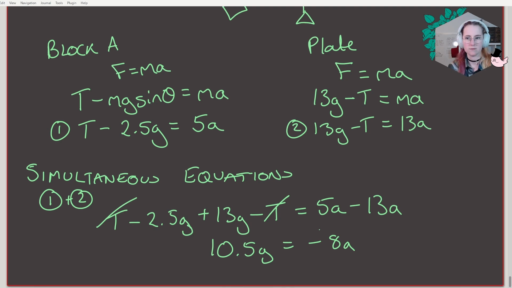Oh yeah, plus. I don't know why I did a minus there. That's definitely positive. Yeah, you get... These numbers are disgusting. A is 1.3g to 2 decimal places.